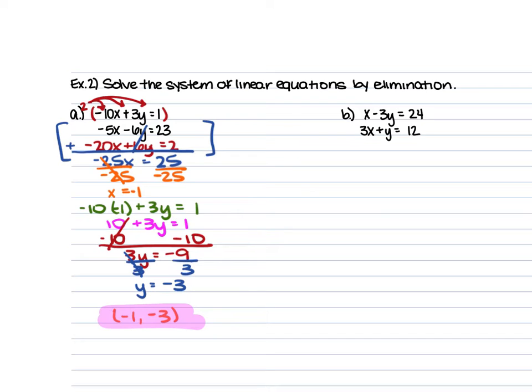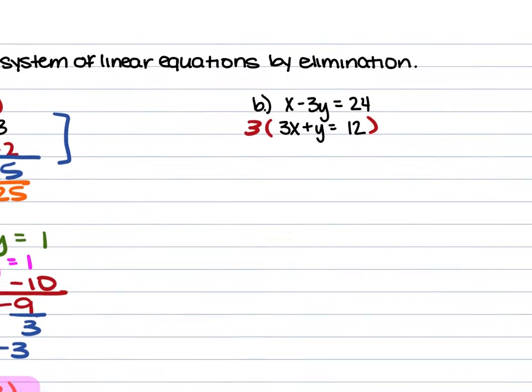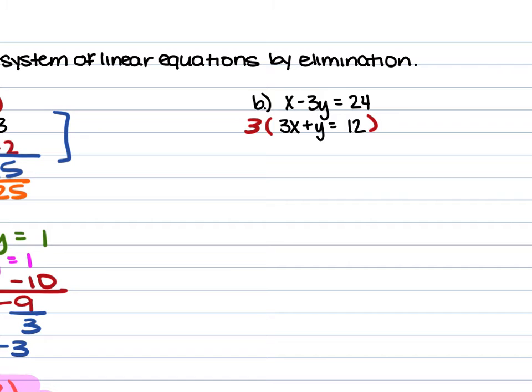So we'll multiply the bottom equation by 3. We're going to multiply everything within that equation by 3. So I'm just going to rewrite that top equation, x minus 3y is equal to 24, because nothing's changing with it. And then the bottom equation is going to be 3 times 3x is 9x, 3 times y is positive 3y, and 3 times 12 is 36.